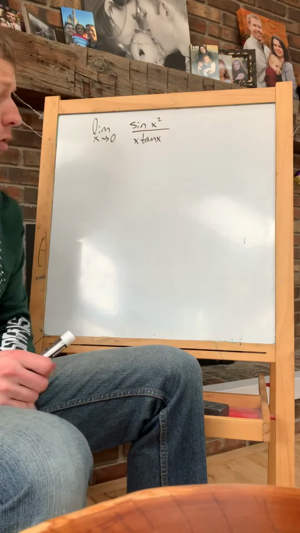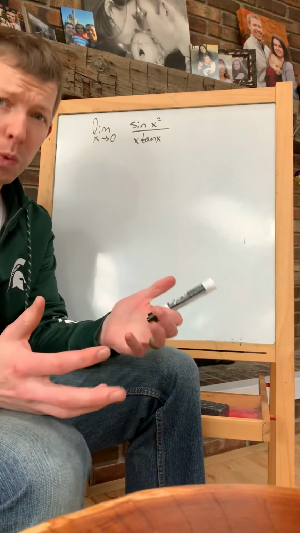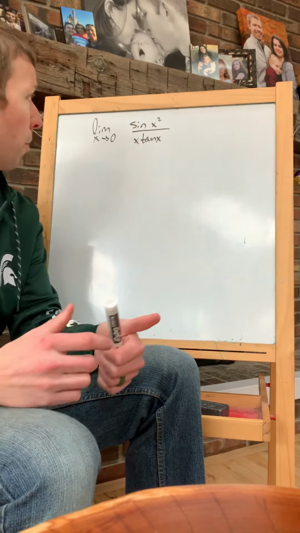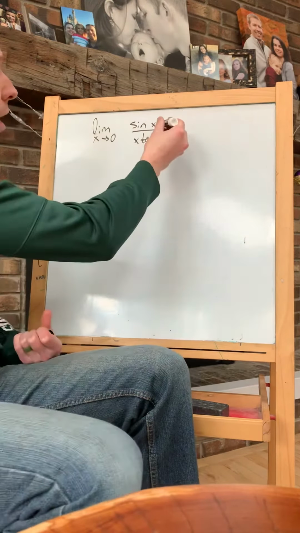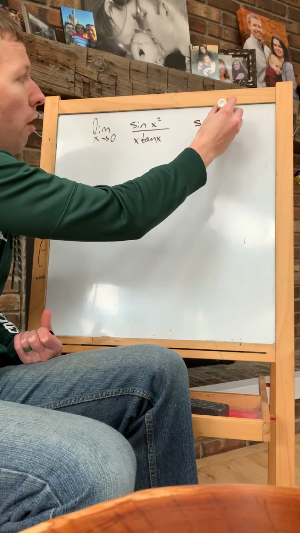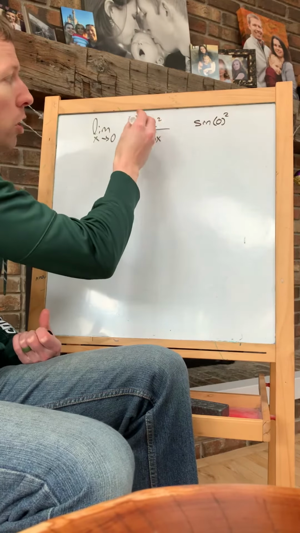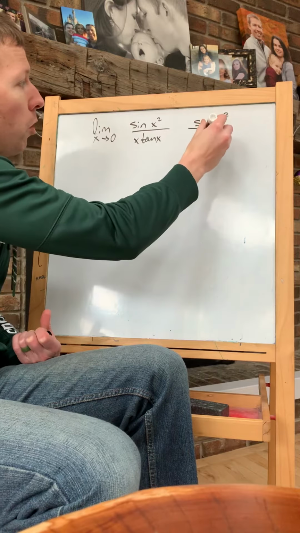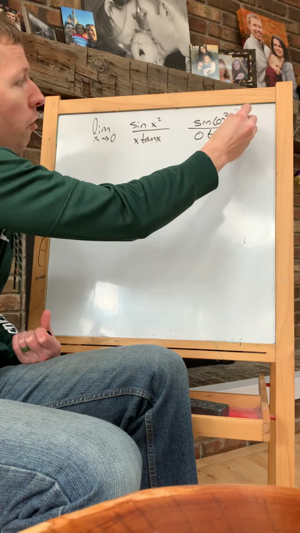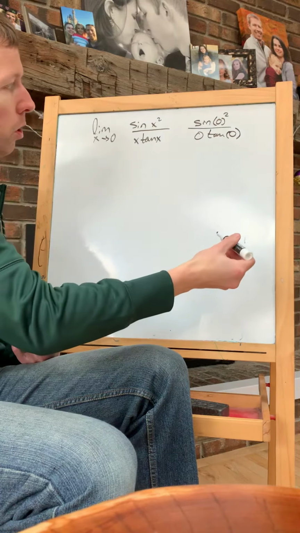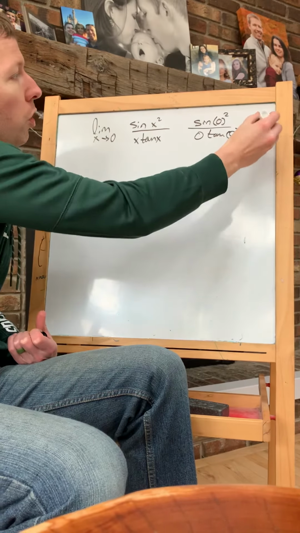As a reminder, when we're trying to use L'Hopital's rule, the first thing that we have to do is figure out whether or not we get the indeterminate form. So we're going to try evaluating this at 0. If I input 0, I would get the sine of 0 squared. Remember, this isn't sine squared of x, this is sine of x squared, divided by 0 multiplied by the tangent of 0. The sine of 0 is 0. 0 times the tangent of 0 is 0, which means that we get 0 over 0.